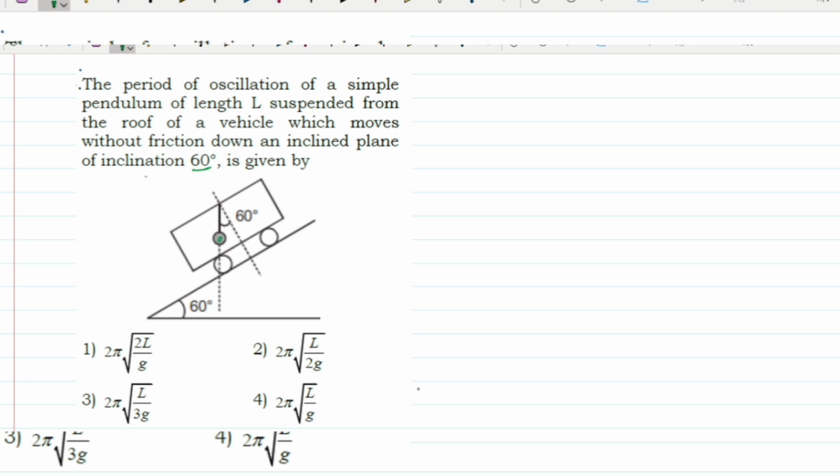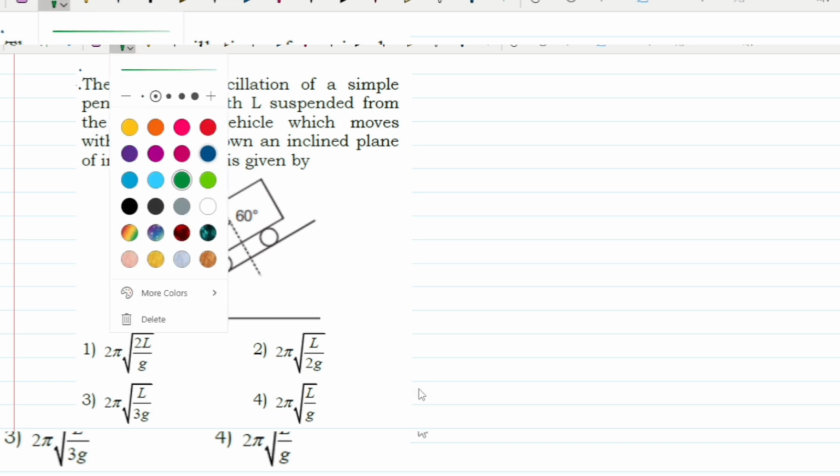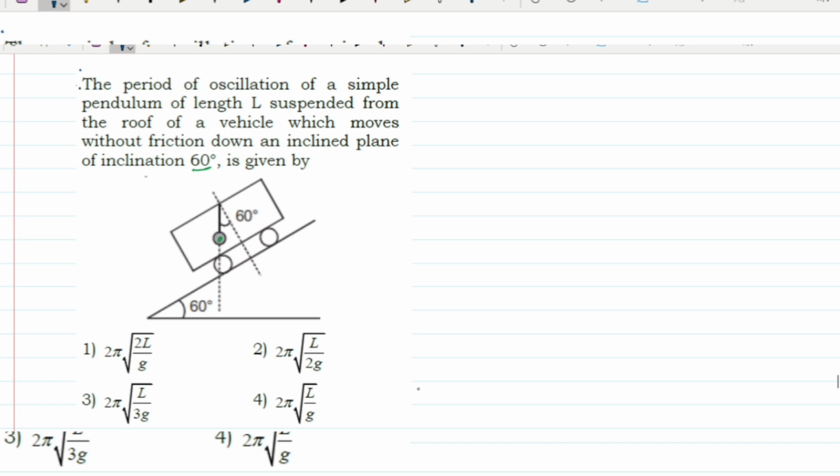Here I just take this: this is the weight of the body, acting downwards, and when you resolve it, here we will be getting a 60 degrees angle, g.